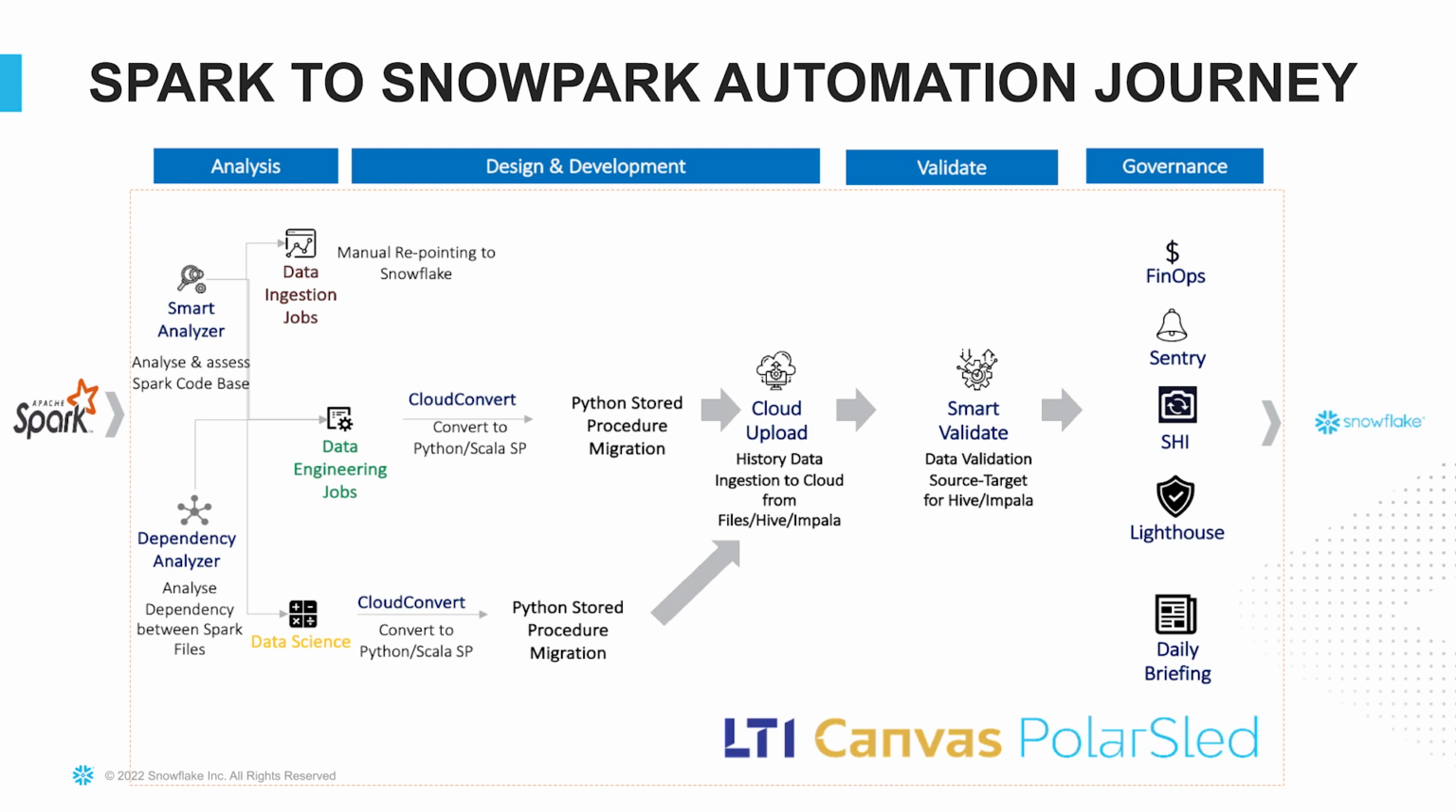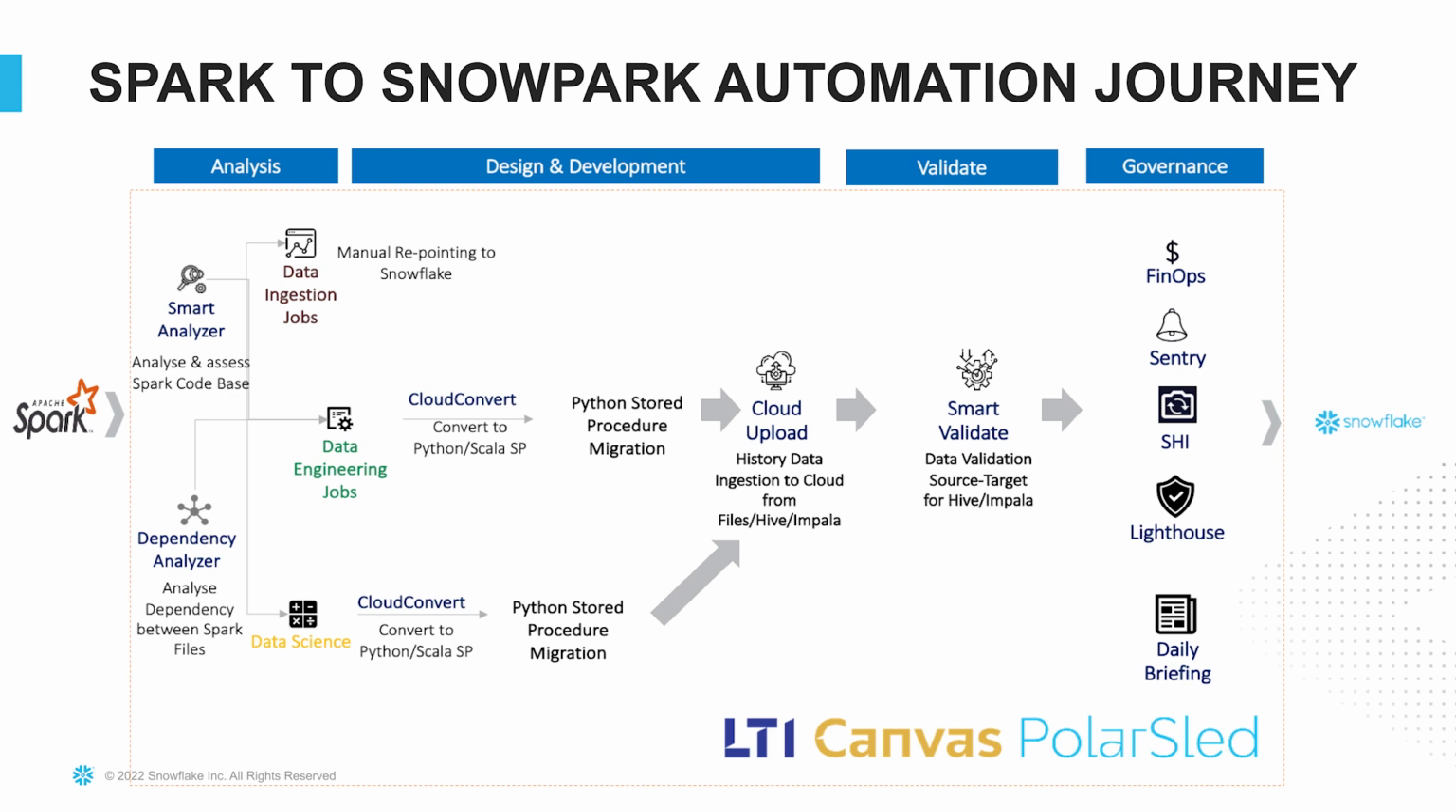So data engineering jobs are the ideal case for migrating to Snowpark, where we are taking the data engineering jobs and converting them to Python stored procedures with 60 to 70% automation, and then the cloud upload for migrating the historical data, smart validate for reconciling the data across your Hive, Impala, or Delta tables. Then finally, the governance suite of tools.